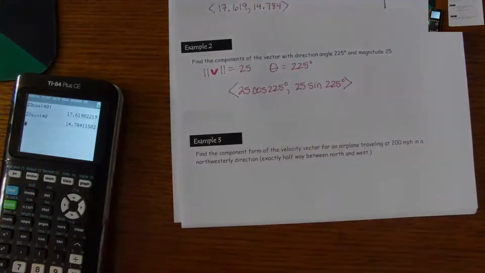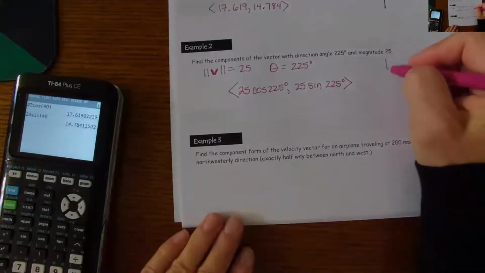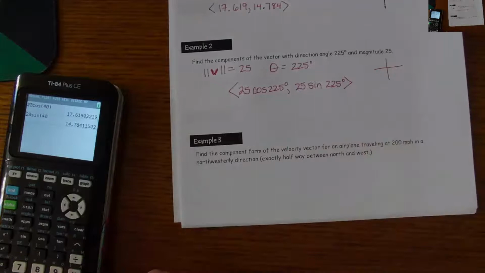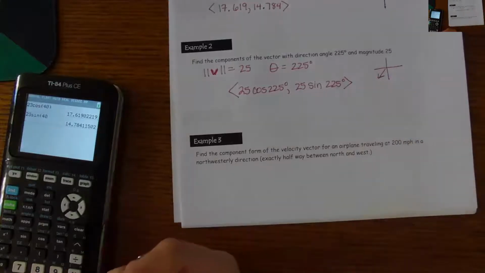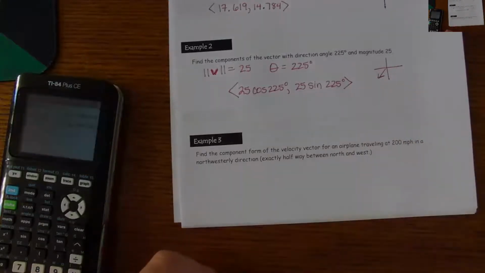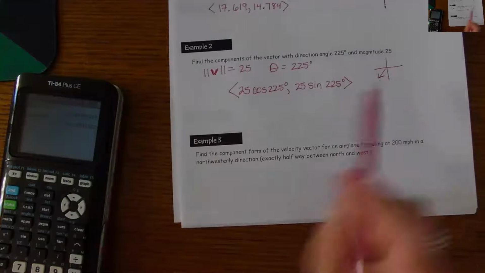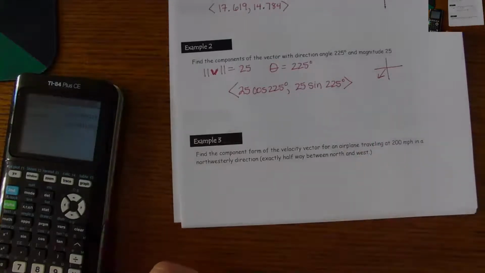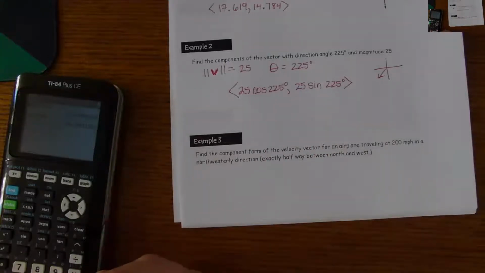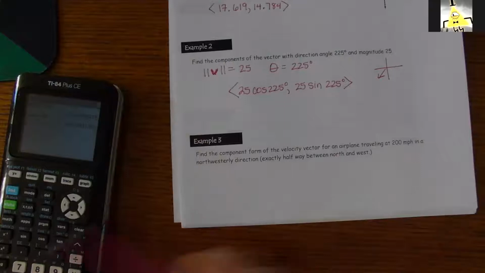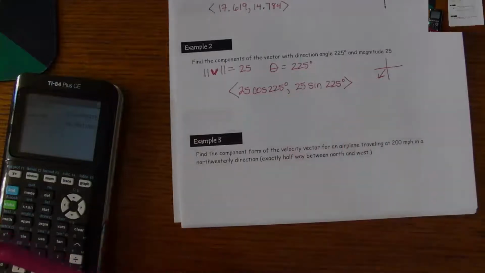Now, before you type this in, I want y'all to think. Where is 225 degrees? It's right there, right? So what can you tell me about both sine and cosine in this quadrant? They're both going to be negative. And what can you tell me about the number you're going to get out for both sine and cosine? The same, because it's a 45-degree angle.